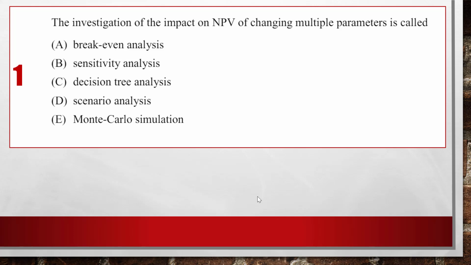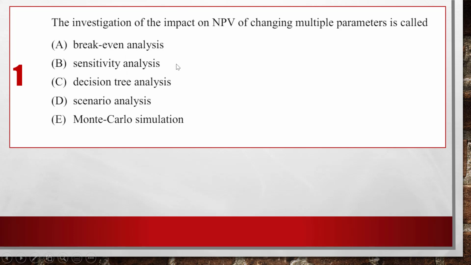The investigation of the impact on NPV of changing multiple parameters is called A. Break-even analysis, B. Sensitivity analysis, C. Decision tree analysis, D. Scenario analysis, E. Monte Carlo simulation. So now let's work over these one by one. Remember the break-even analysis will help us estimate the value of the parameter that can result in zero NPV. So break-even analysis is not the answer.